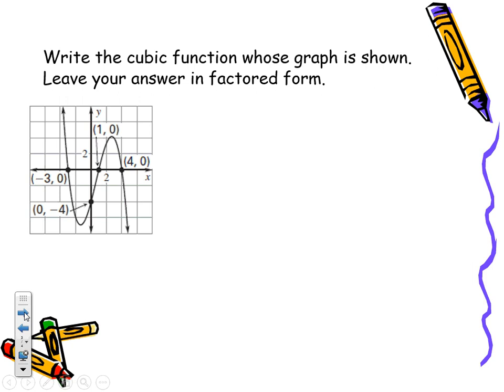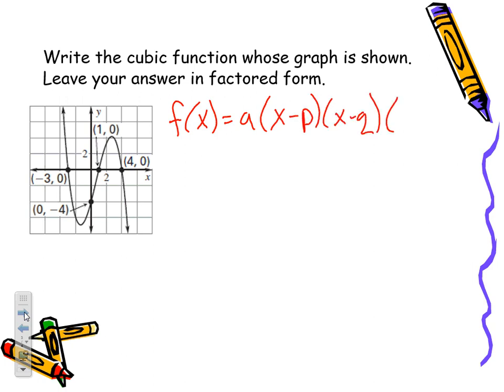All right, we're going to do 2 examples, and we will be done for the day. First example here, we have to write an equation for this graph. So our equation is f of x equals a times the quantity x minus p times the quantity x minus q, x minus r. Now we need to know what p, q, and r are. So p equals, q equals, r equals. Here I'm just going to go through. These are my x-intercepts. So my p is -3, my q is 1, and my r is 4.